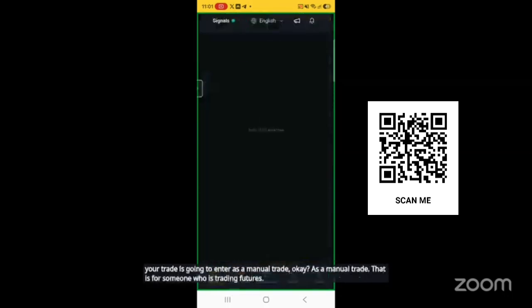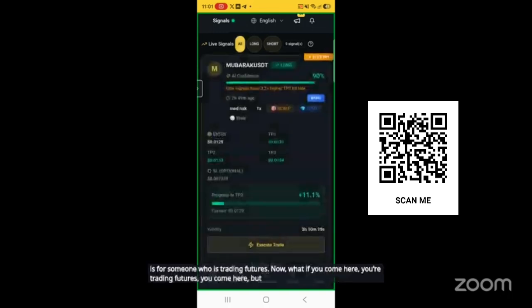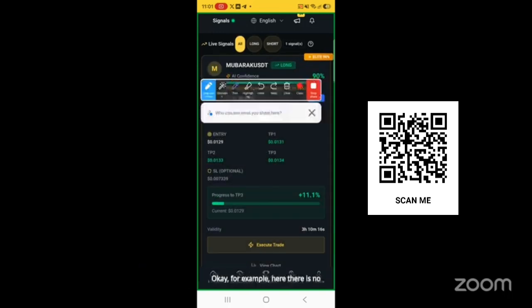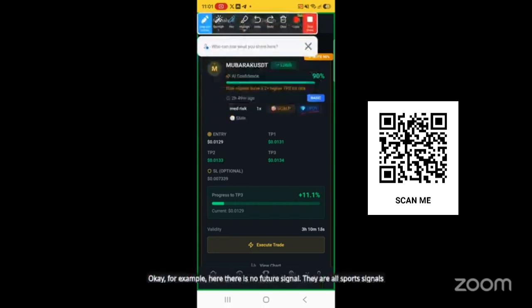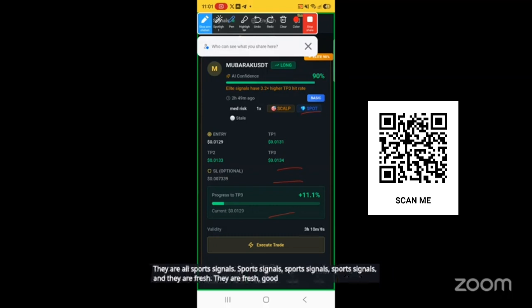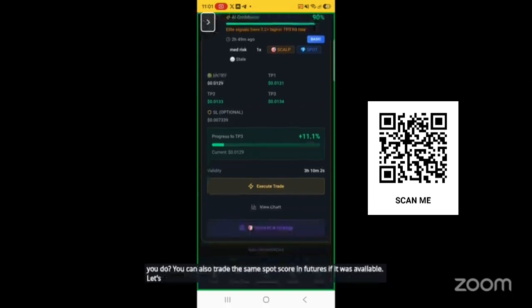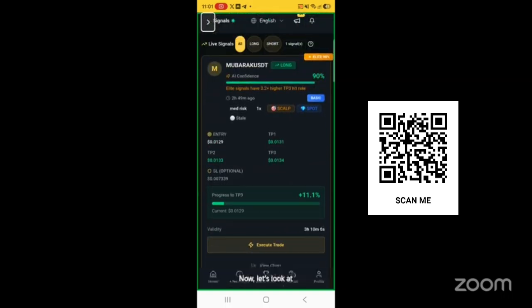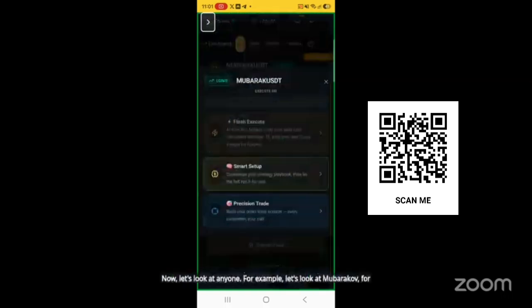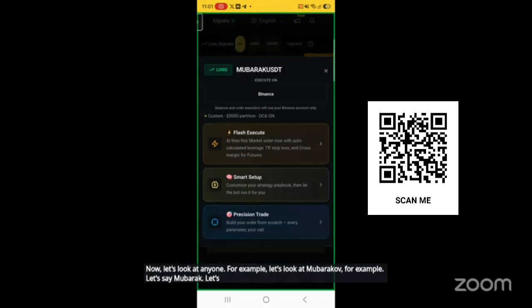Now, what if you're trading futures, you come here, but you don't see any valid signal? For example, here there's no futures signal. They are all spot signals, and they are fresh, good opportunities, good entries. What do you do? You can also trade the same spot coin in futures if it is available. Let's look at any, for example, Mubarak. Let's see whether it is available for futures trading.